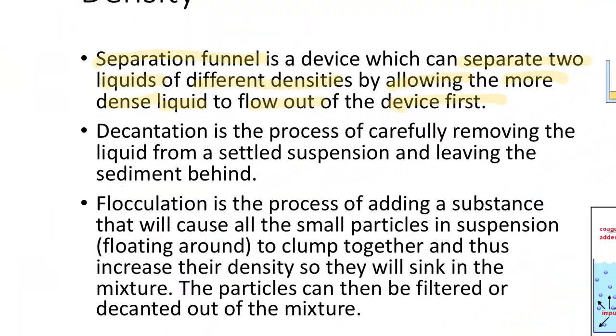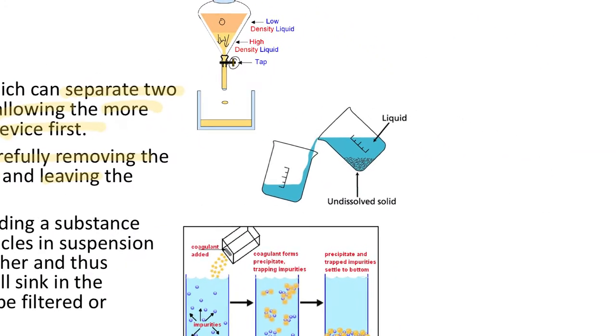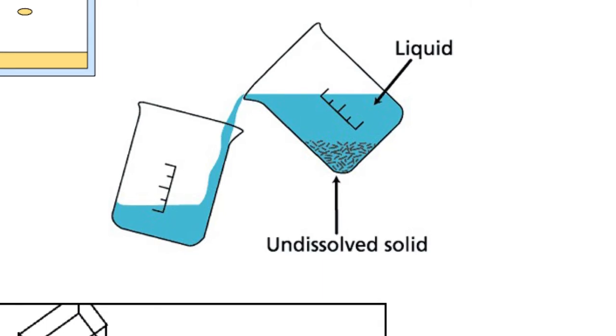All right. Next is decantation. Decantation is the process of carefully removing the liquid from a settled suspension and leaving the sediment behind. So here's this one. Here is your sediment. That's this stuff over here. Sediment is the stuff that falls to the bottom of your suspension after you let it sit for a while. So think like sand in water, that kind of stuff. Then if you carefully pour this out, you'll be able to get only the liquid and leave the sediment there, right?